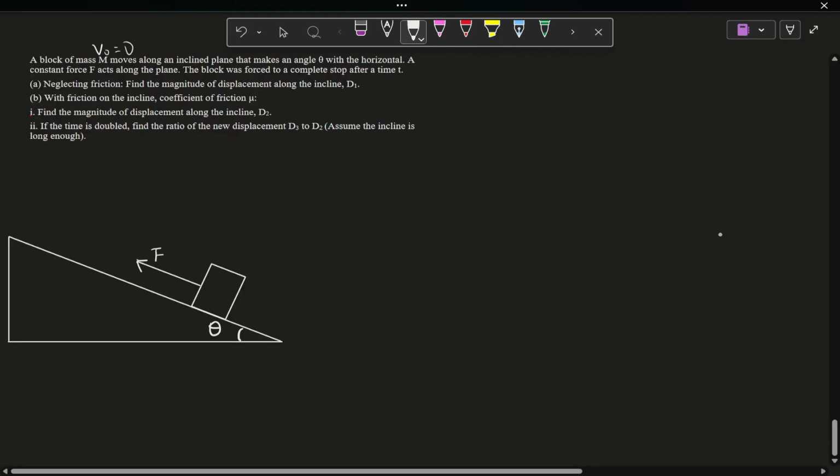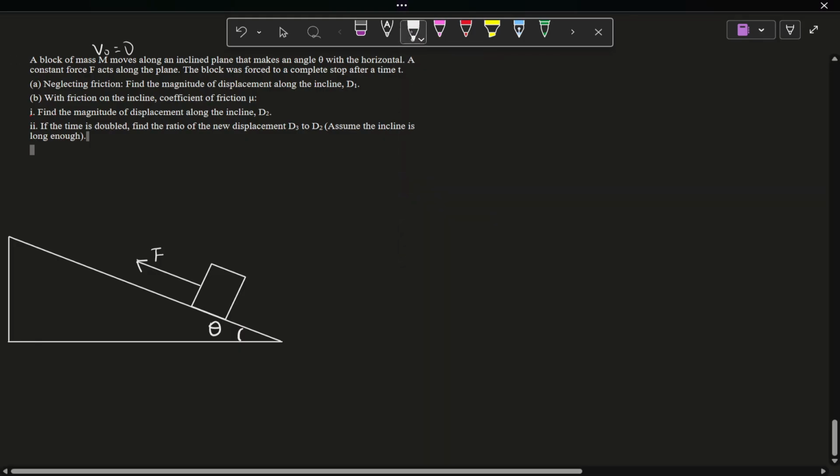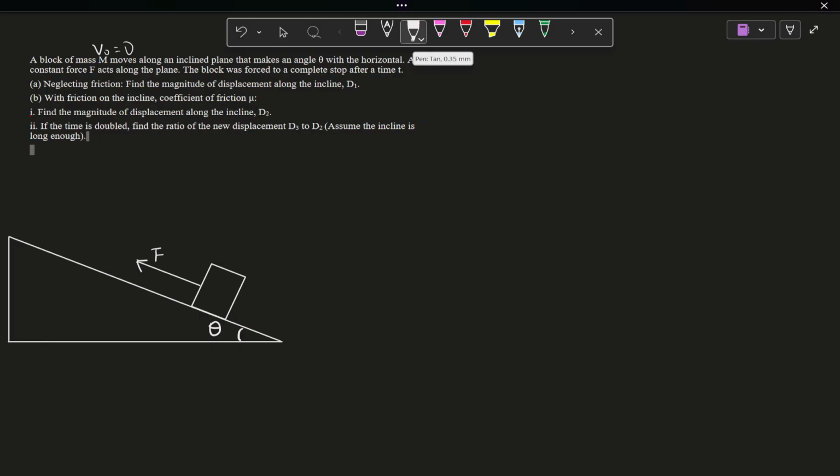Now, the B part. With friction on the incline, coefficient of friction equals mu. First, find the magnitude of displacement along the incline, d2. Second, if the time is doubled, which means t is now equal to 2t, find the ratio of the new displacement d3 to d2. Assume the incline is long enough. Alright, let's begin. Oh, I forgot again. What's the first step of solving this problem? Yes, free body diagram. Good job. So, B part.